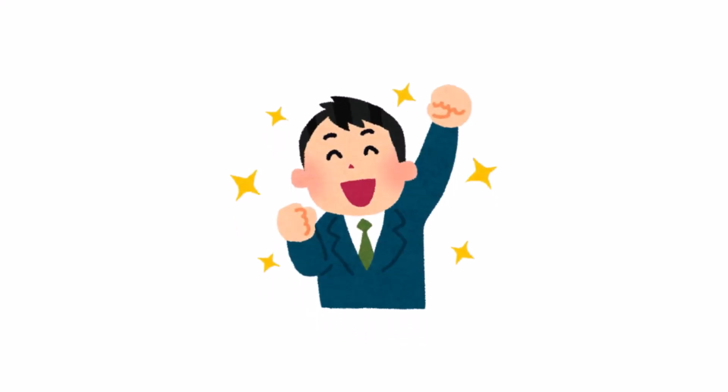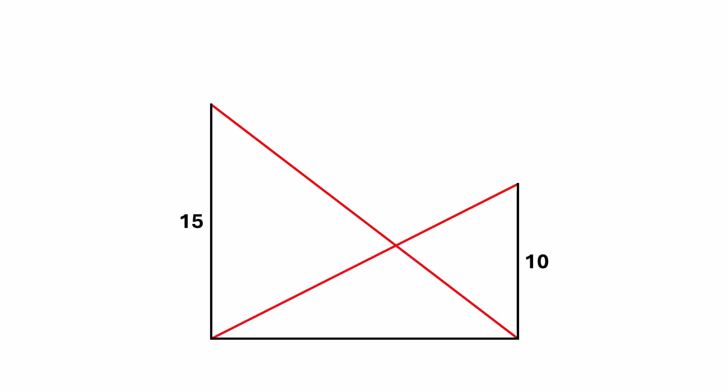98% of people were not able to solve this problem. We have two poles perpendicular to the ground. This pole is 15 units tall, and this pole is 10 units tall. A straight line is drawn from the top of each pole to the base of the other, forming an X shape. Both these lines intersect at this point.